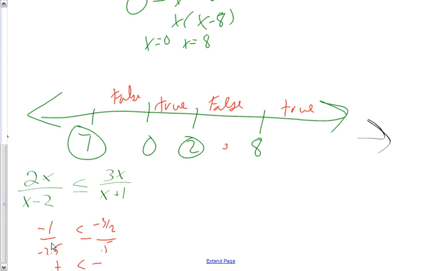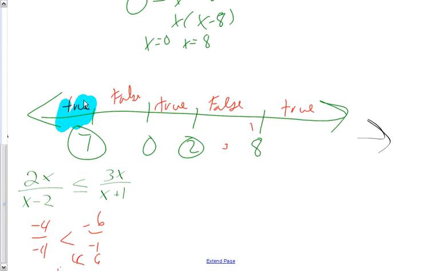And then the last one, if you try a number less than negative 1, try negative 2. That's negative 4 over negative 4. Is that less than negative 2 times 2, which is negative 6 over negative 1? That's 1 is less than 6, and that's true. So now we need to take the solutions where they're all the same. How to do it is actually not too bad. All I need is to take regions. We need the true, true, and true.